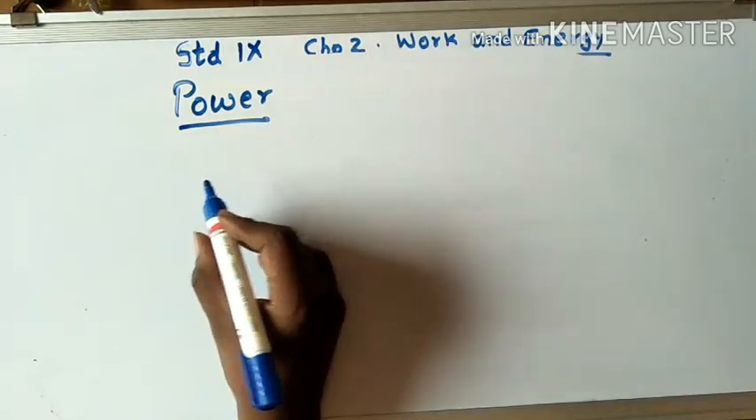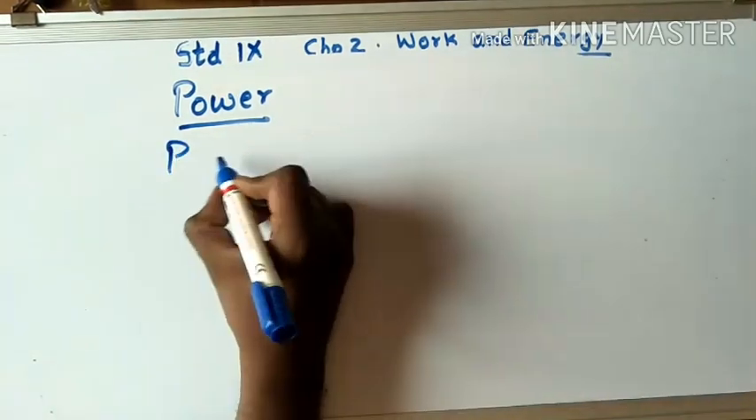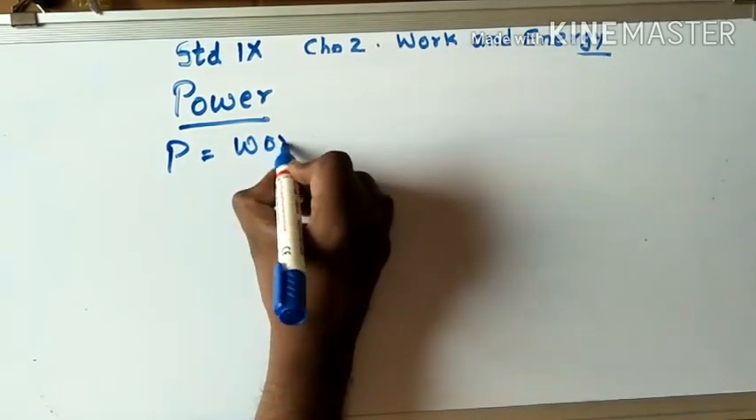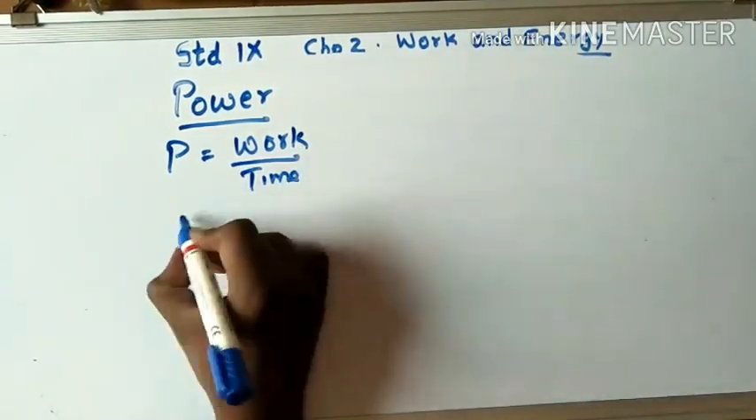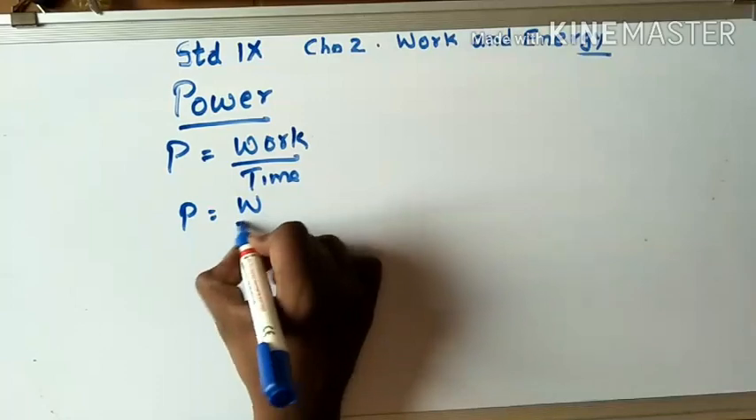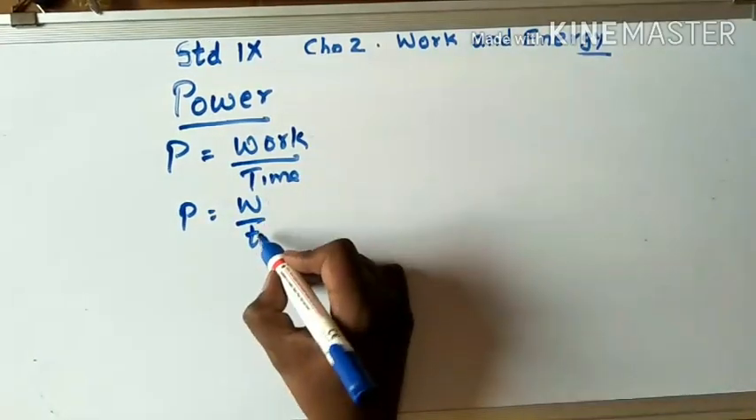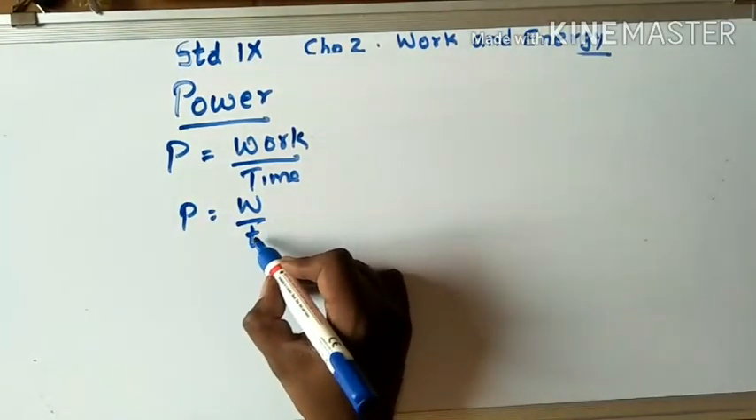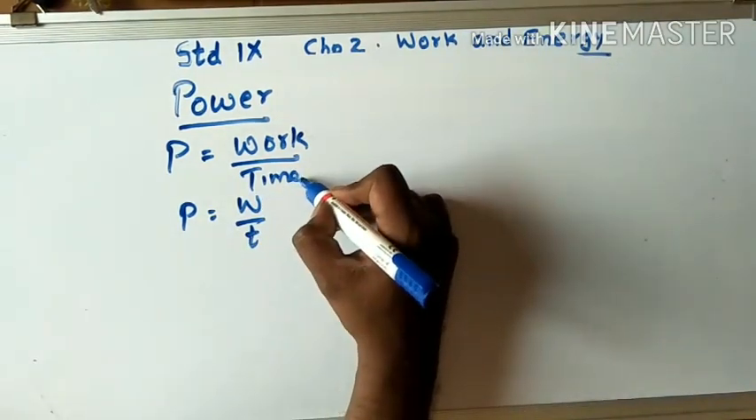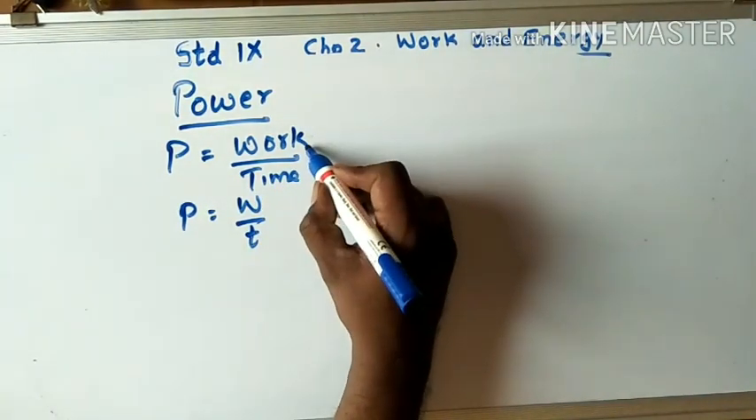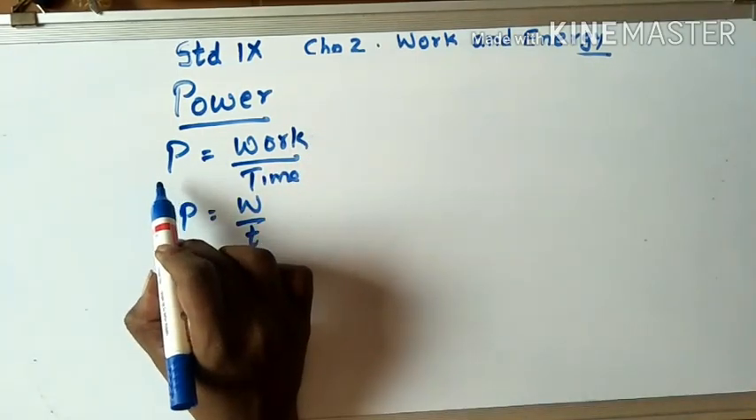Power. The formula for power is work upon time. That means P is equal to W upon T. Now power is the rate, the time we call it as a rate. The rate at which the work is done, the time for which the work is done, we call this as power.